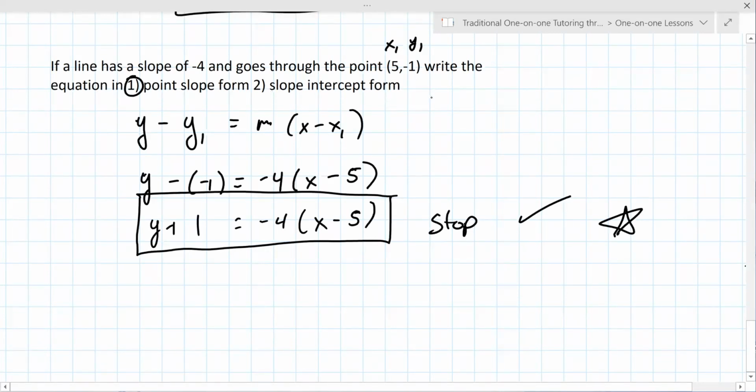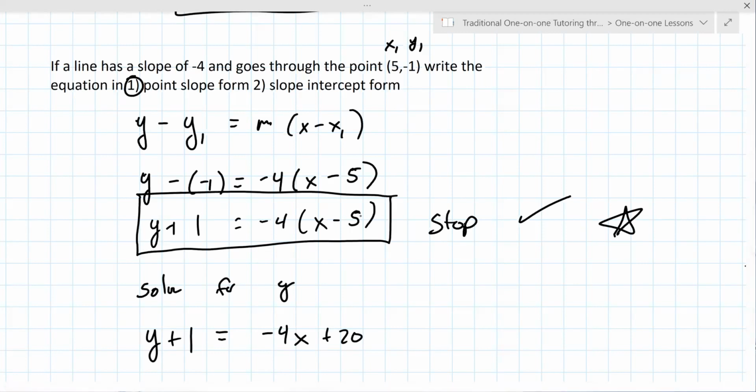Slope intercept form is to take this and solve for y. That's where you do have to distribute. Are you following that? That's where you do multiply this. Okay. So y plus 1 equals minus 4 times x minus 5. So the first one is point slope form, where you just stop with the minus 4 parentheses x minus 5. Is it clear that you stop at this line for point slope form? Okay, and then you have to solve for y. We're not done yet, but that's the next step.